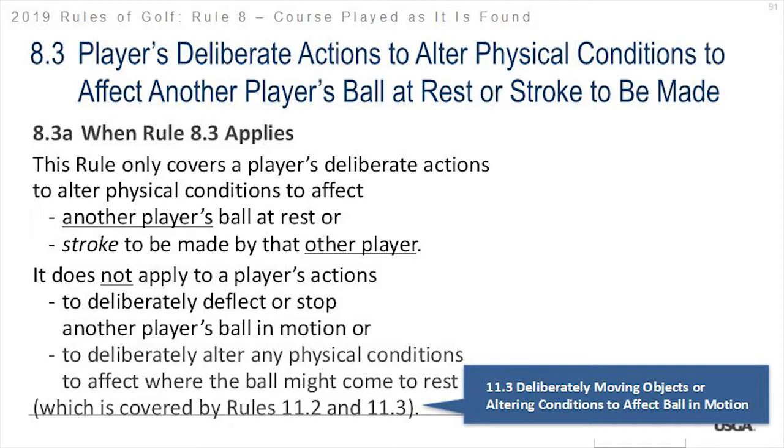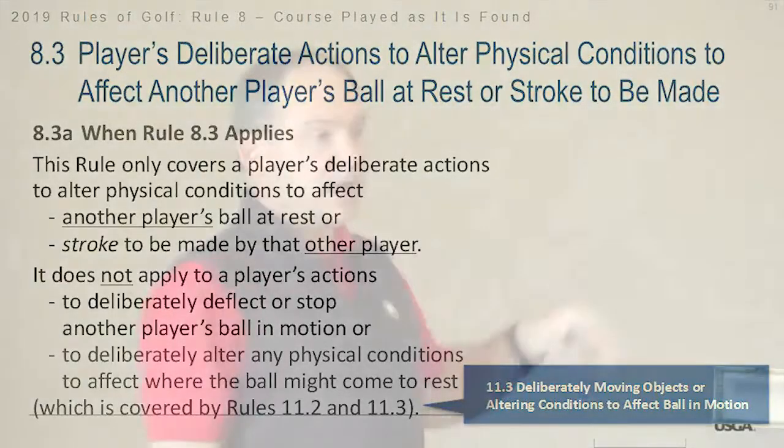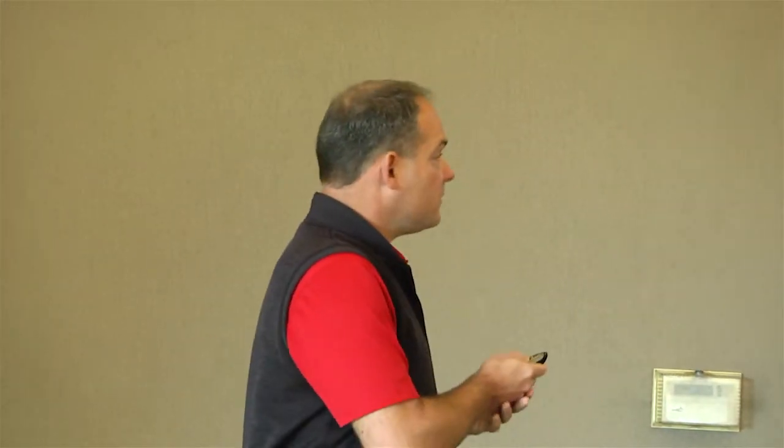Okay, so again, this situation does not apply to a player's actions to deliberately deflect or stop another player's ball in motion, or deliberately alter any physical conditions to affect where a ball might come to rest. So here's where the new rules are written a little differently, in the fact that if you're trying to find a ruling with a ball in motion, this rule says, hey, you're in the wrong place. This is where you've got to find it. So the rules kind of direct us to the right place. So if a ball is in motion, Rule 8 is not applicable. We're talking about Rule 11 then. So it tells you where to go. So that's what this is talking about.